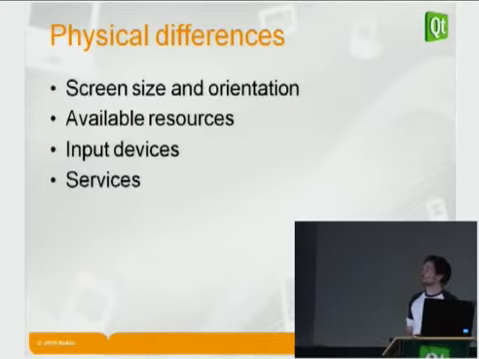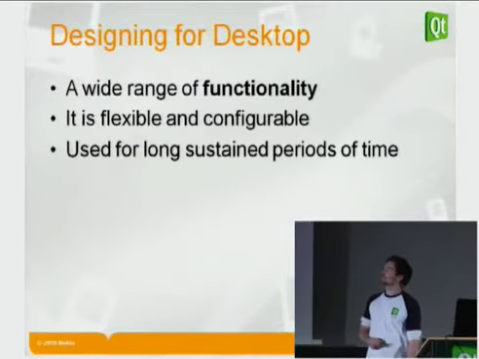And also keyboard access. And of course, the difference is in services. On a mobile phone, you have things like GPS built in, you have Bluetooth built in, you even have gyroscopes and compasses built in to current smartphones. So you really can make use of these.